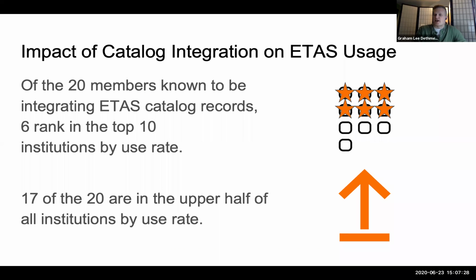These use rates are calculated by unique visits in our use logs and the campus population of students and faculty. We've identified that 6 of those institutions rank in the top 10 and 17 are in the top half of all the institutions that have activated. The caveat here is that these are just those institutions that we know of, meaning I've either directly worked with them or they've let us know in one way or another what work they've done.